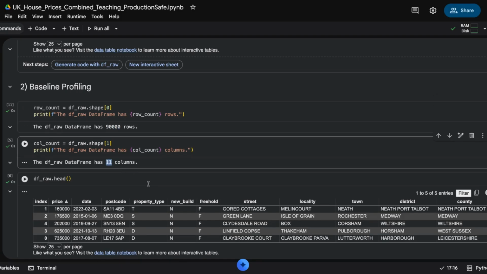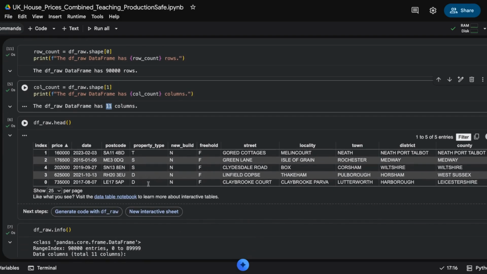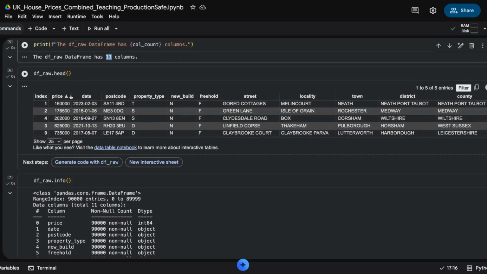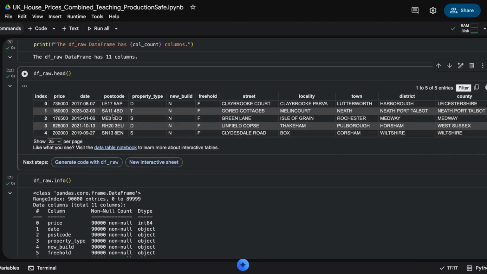Let's start with the size. This dataset contains 90,000 rows and 11 columns. Each row represents a property transaction. Each column represents a specific attribute of that transaction. In other words, we are working with 90,000 individual observations of housing sales. That's large enough to extract meaningful statistical patterns, but small enough to inspect thoroughly. Let's look at the first few rows.